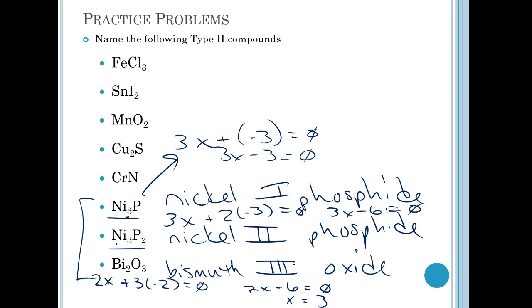Okay, so these are harder. Take your time. Do the algebra if you have to. But don't get in the habit of automatically just saying, oh yeah, look at that, 2, boom, manganese 2 oxide, because that's not correct. You have to think about it a little bit.